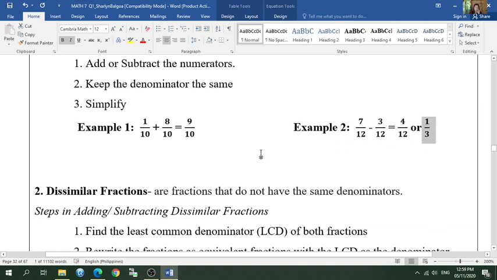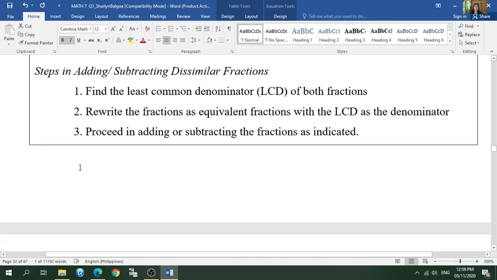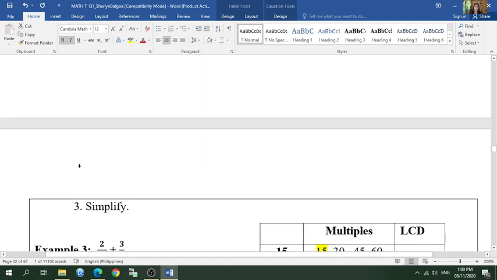Next, how about in terms of dissimilar fraction? Dissimilar fractions are fractions that do not have the same denominator. So, ibig sabihin, yung dalawang fraction, halimbawa, magkaiba yung kanyang denominator. And how are we going to solve dissimilar fractions? Okay, so we have how many rules or how many steps do we have?